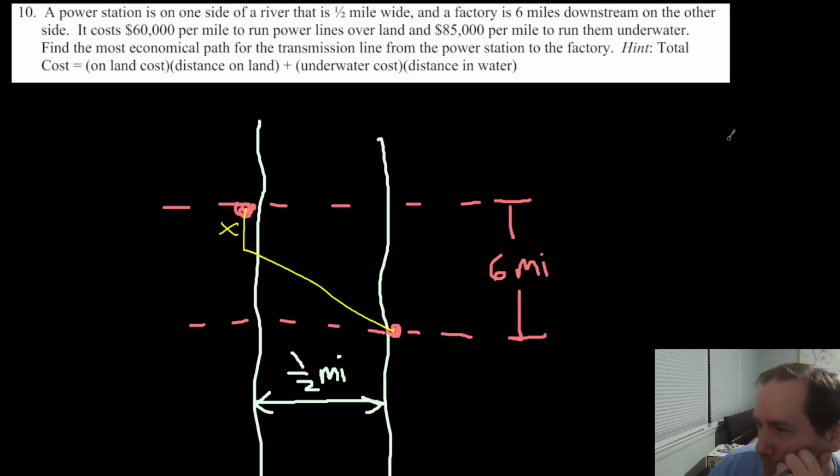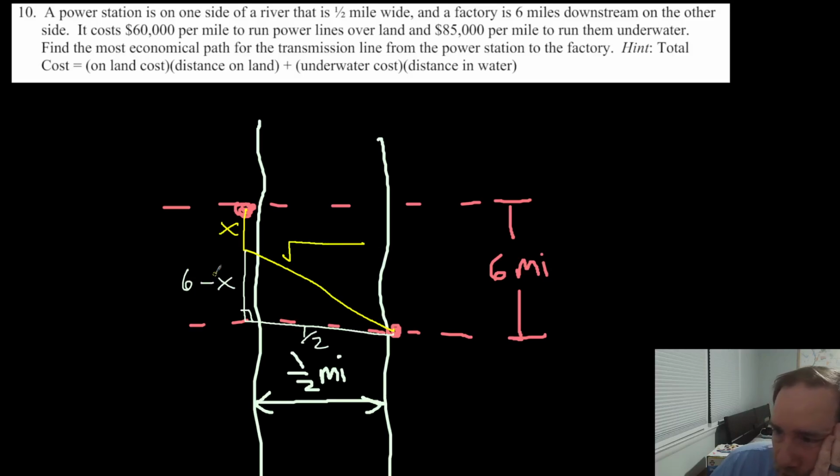And the answer is, of course, build yourself a right triangle. Because if this first bit is x, then this next bit would be 6 minus x. And of course, this distance across is a half a mile. So we've got the two legs of a right triangle. So we could model this diagonal as the hypotenuse of a right triangle. And it would end up being the square root of the vertical edge, (6 minus x) squared, plus (1/2) squared.